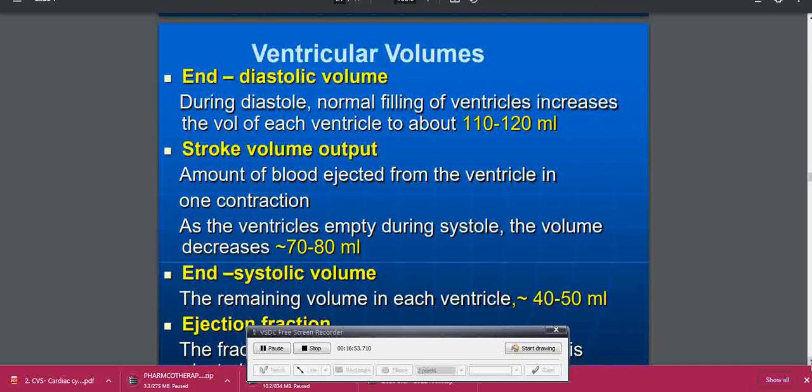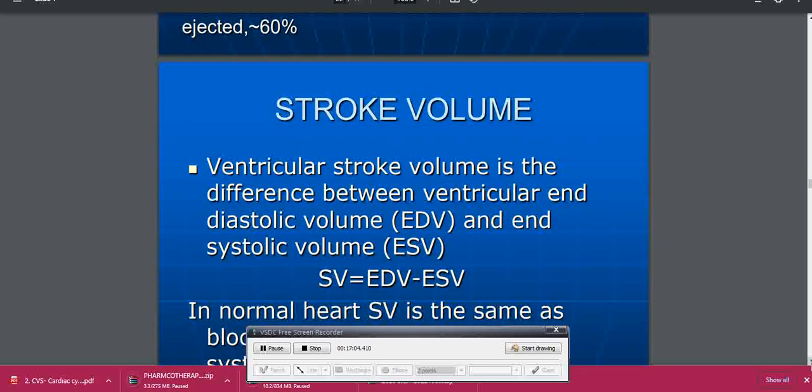That is all about that, but we still have the ventricular volumes: the end diastolic volume, the stroke volume output, the end systolic volume, and the ejection fraction. All those are very important and significant. So we have another subtopic called stroke volume. Ventricular stroke volume is the difference between the end diastolic volume and the end systolic volume.